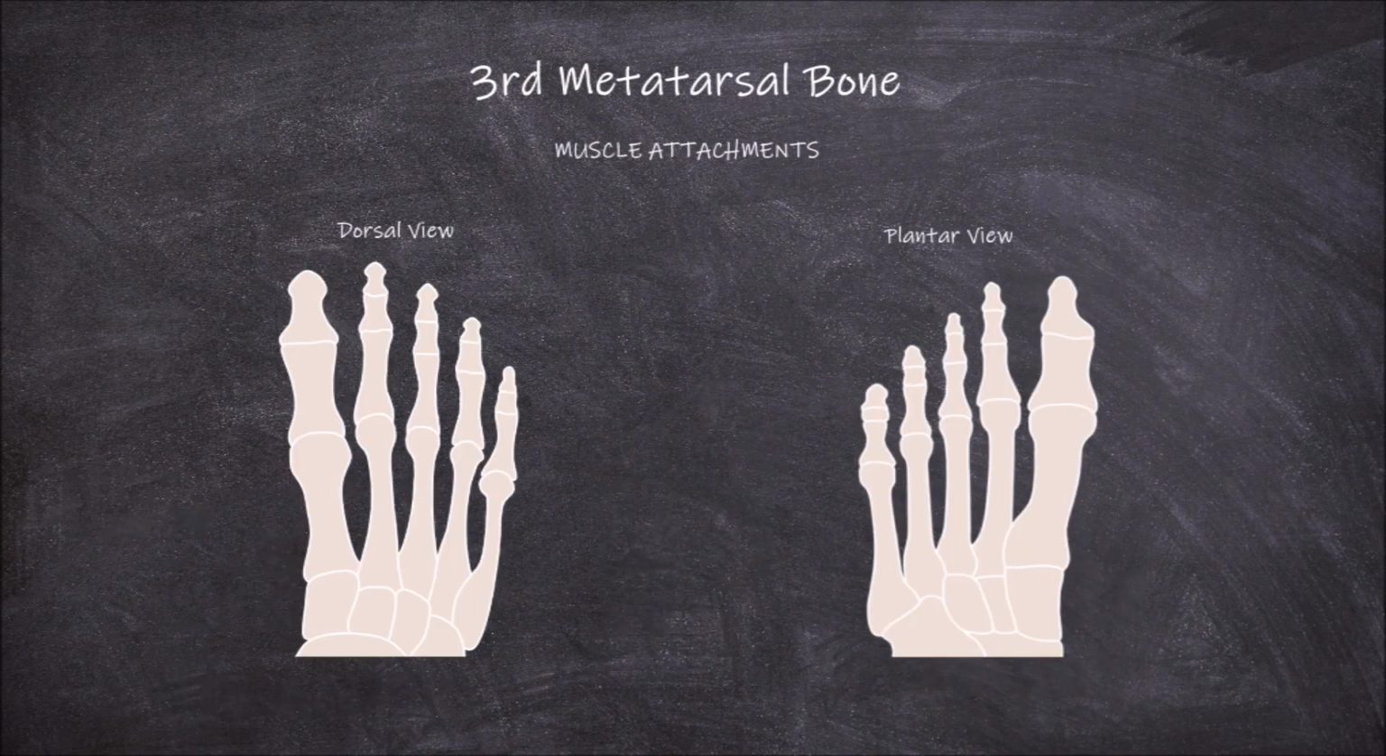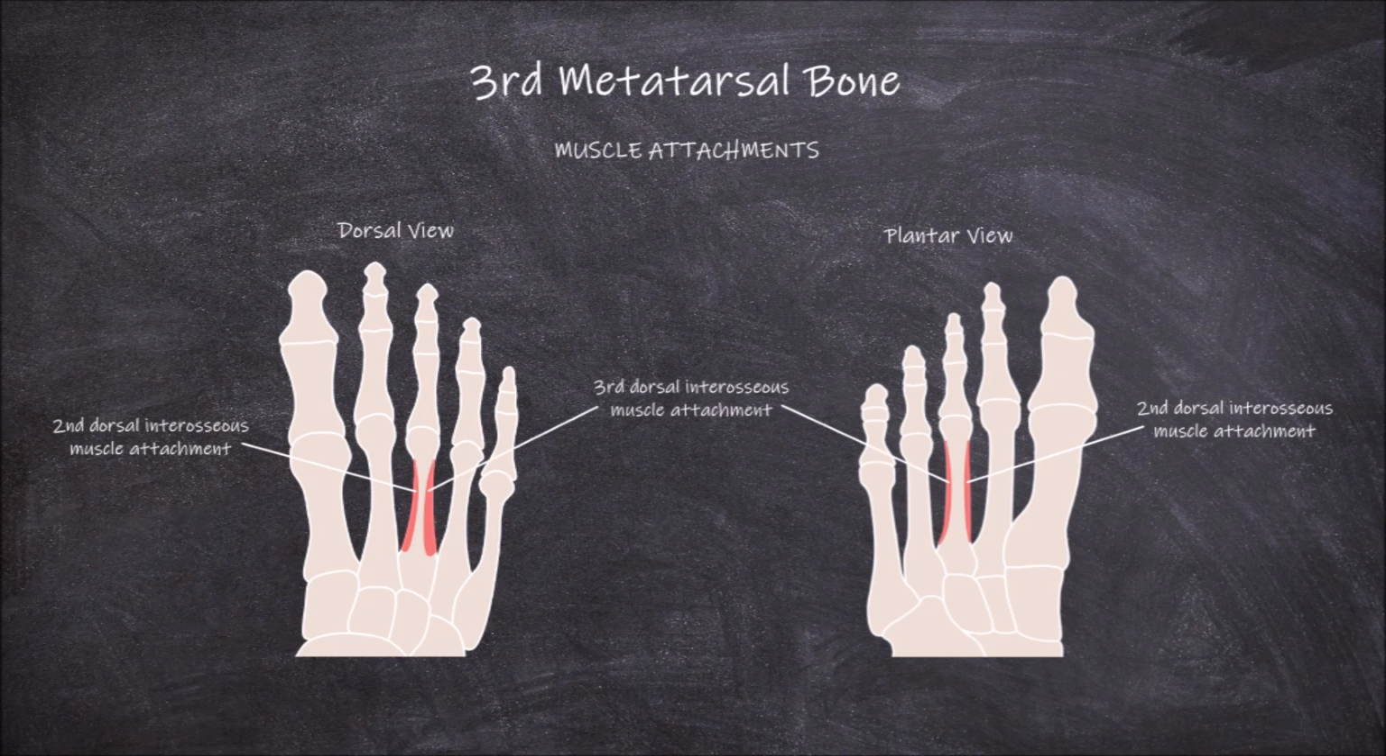5 muscles attach to parts of this bone. The lateral head of the second dorsal interosseous muscle attaches onto the medial surface of the shaft of this bone. The medial head of the third dorsal interosseous muscle attaches onto the lateral surface of the shaft of this bone. The first plantar interosseous muscle attaches onto the medial plantar side of the base and shaft of this bone.